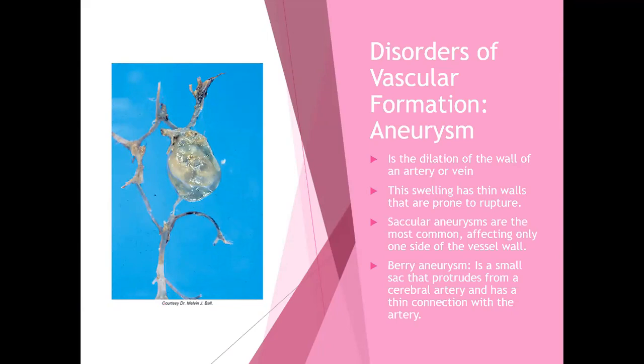An aneurysm is a dilation of the wall of an artery or vein, and when we were talking about the cardiovascular system, we talked about aortic aneurysms. You can have cerebral artery aneurysms. The dilation has thin walls that are prone to rupture. Saccular aneurysms are most common in the cerebral artery system. A berry aneurysm produces a little sac and has a thin connection with the artery. So as you can imagine, this could cause a problem if it bursts. Then you have a hemorrhagic stroke.